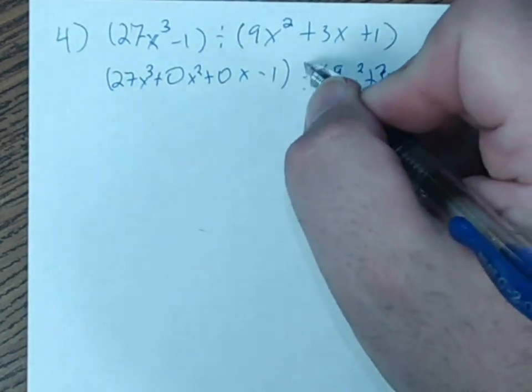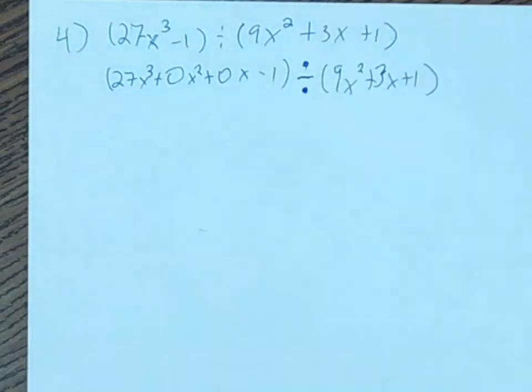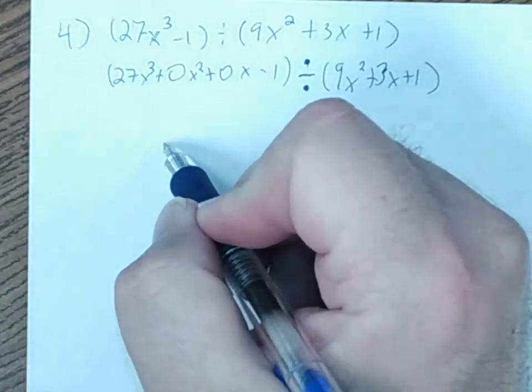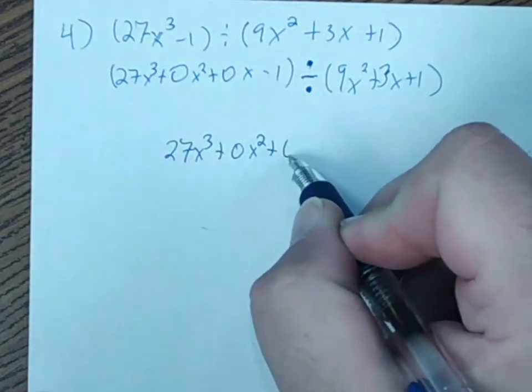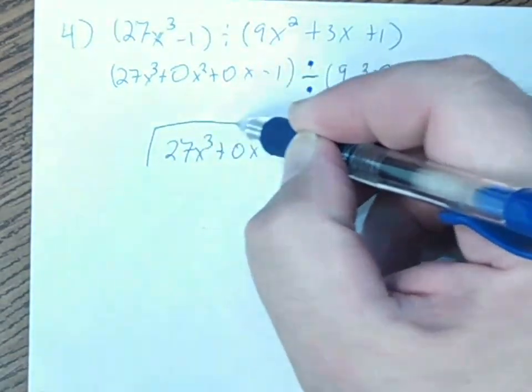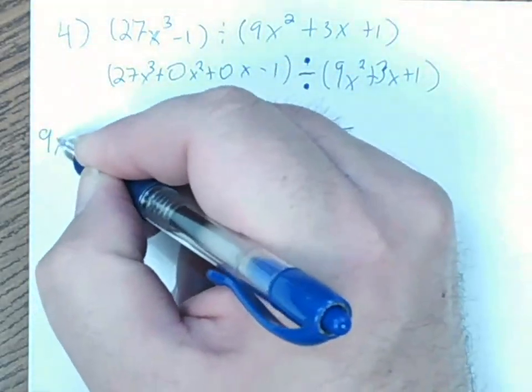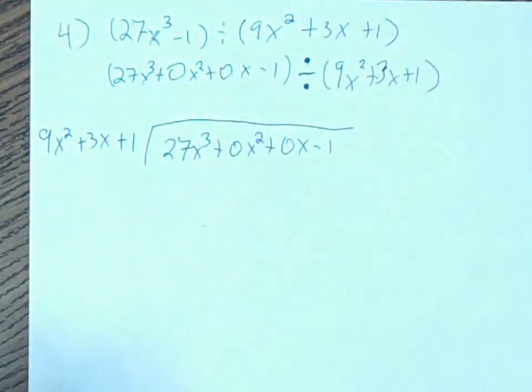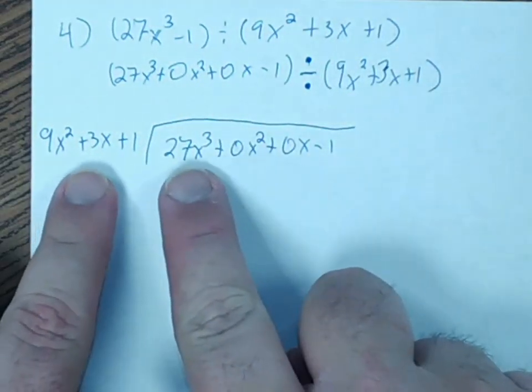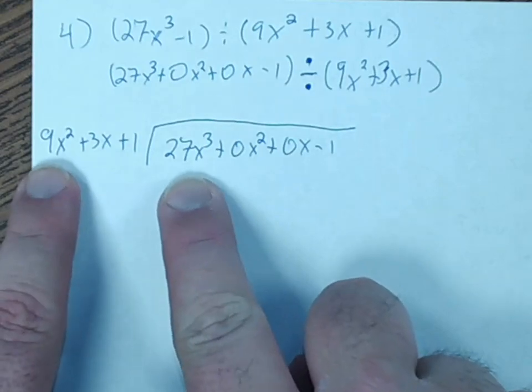So now that I've made those adjustments, I can set my problem up and do my division. So let's see. 27x cubed plus 0x squared plus 0x minus 1. And then out here we will put 9x squared plus 3x plus 1. And let's do it. So step 1, divide. We're going to divide 27x cubed by 9x squared.